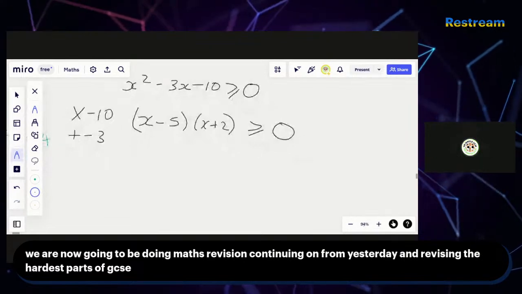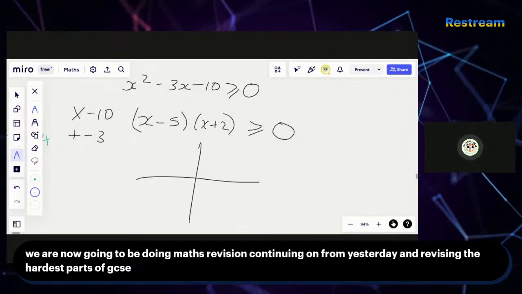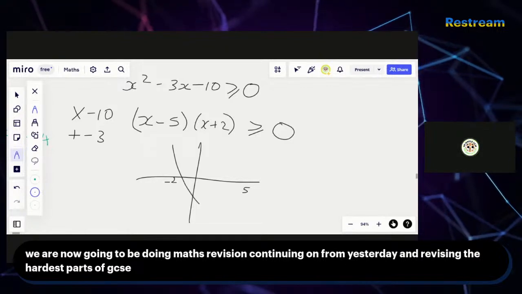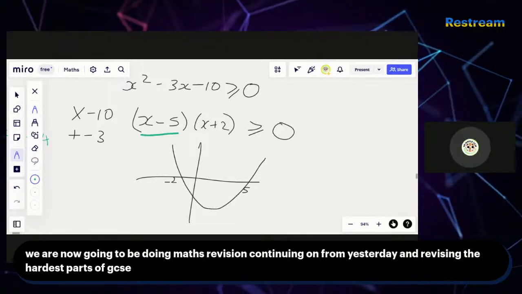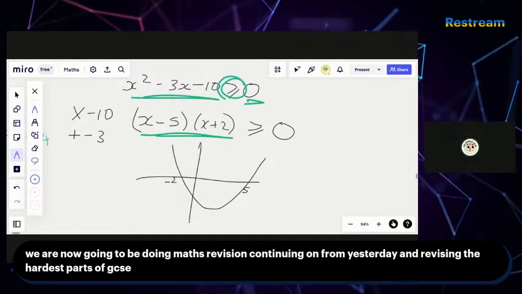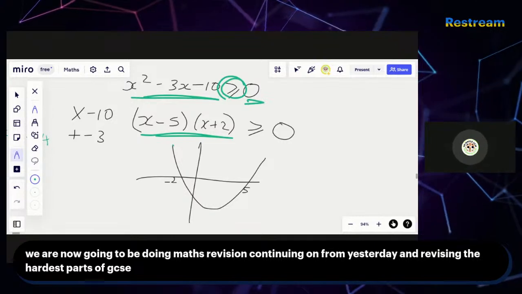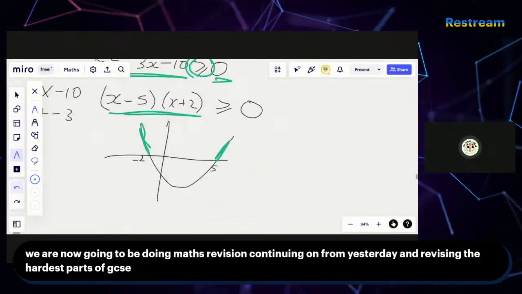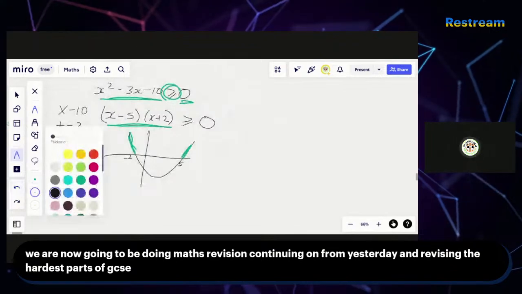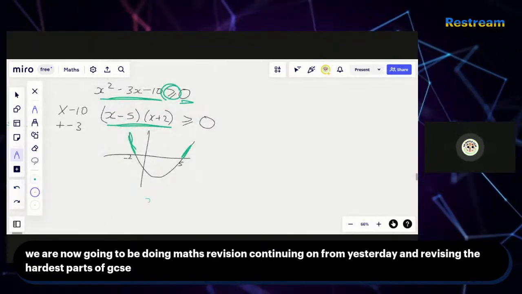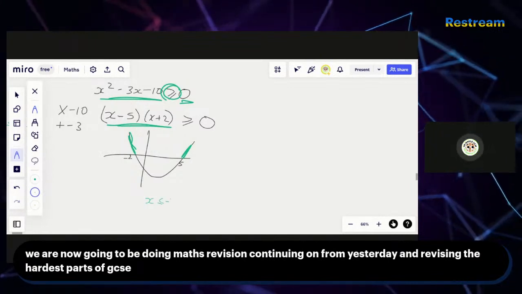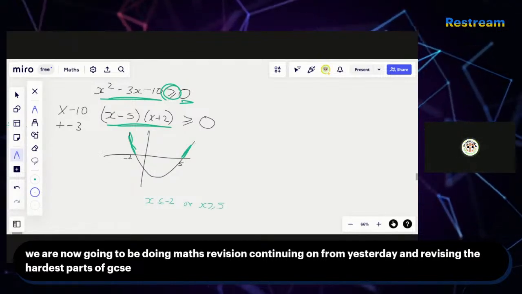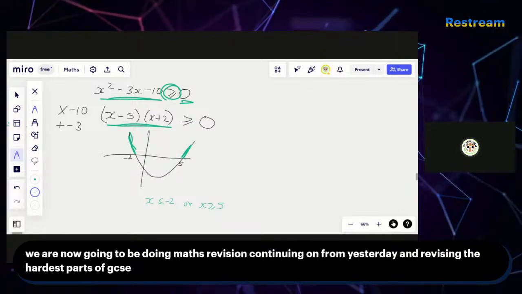And now what we do is we draw a graph and write down the turning points. So we've got minus 2 and 5. And we draw it. And now we're told that the y value is greater than 0. So if the y value is greater than 0, it's going to be from here and here, because it can't be anything below this line here. So that means that the x value has to be less than or equal to minus 2, or greater than or equal to 5. And that's the answer that you should get.